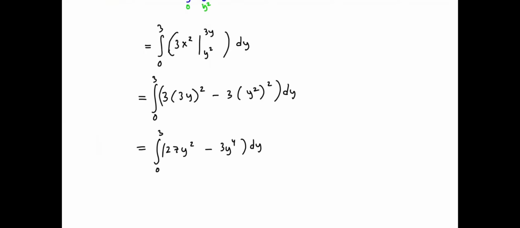And now we integrate. So 27y to the 3rd over 3 minus 3y to the 5th over 5. We're going to evaluate this from 0 to 3. Okay, so hopefully you're still with me on this. Now I can simplify. 27 over 3 is going to give me 9. And now we plug in the upper limit and lower limit. So we have 9 times 3 cubed minus 3 times 3 to the 5th over 5.